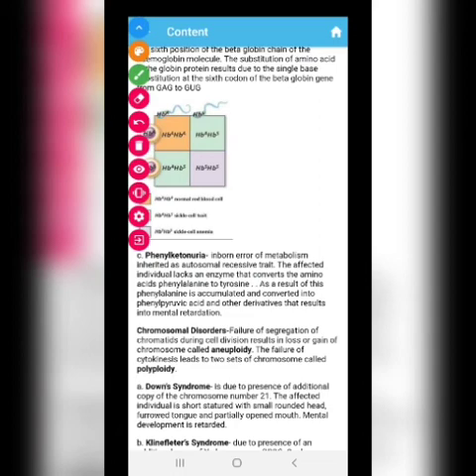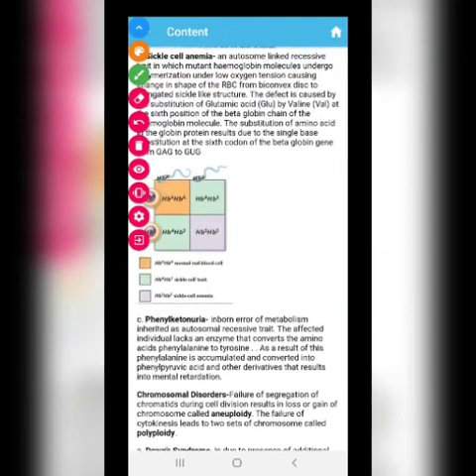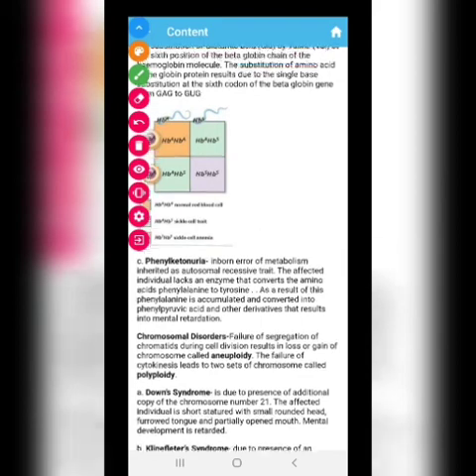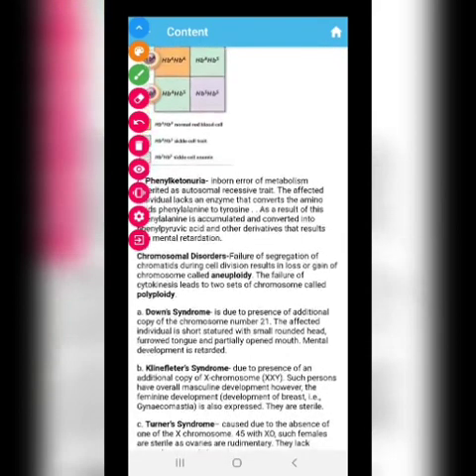Now the next department will be chromosomal disorders. These all were three: hemophilia, sickle cell anemia, and phenylketonuria. They all were Mendelian disorders. Hemophilia was sex-linked recessive. Sickle cell anemia is a kind of autosome-linked recessive, and phenylketonuria is an autosomal recessive trait again. Now the next topic which we are going to read is chromosomal disorders. Okay, so this we will be reading in the next session.